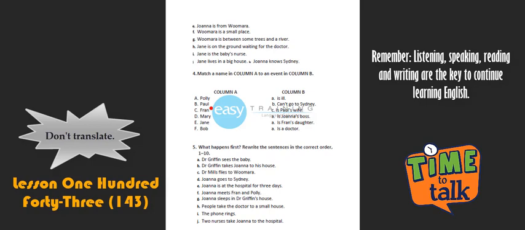Activity 4 is about matching a name in column A to an event in column B. Names in column A, events in column B. It is necessary that you match one name here to one of the events here. Polly, for example, is Paul's wife, if this is correct. Or Mary is a doctor, something like this.